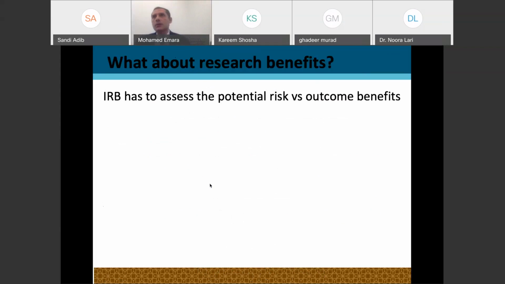So what about the research benefits? Any researcher would say, okay, so you only care about the human subjects without looking at the benefits of the research coming out of it? No, absolutely not. We also look at the research benefits.